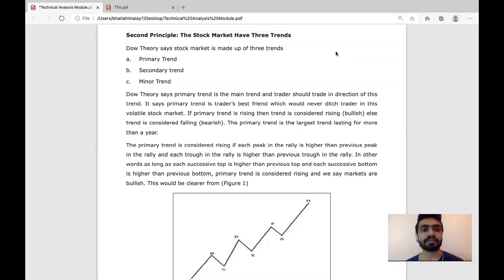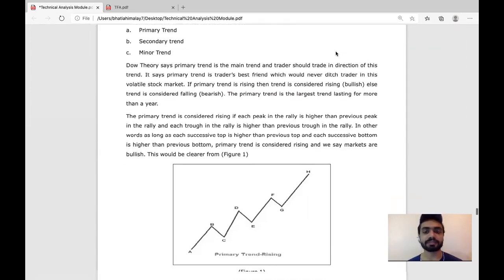Let's place a little bit more light on what this means. So, the stock market is made up of three trends. So, what are the three trends? First being a primary trend, second being a secondary trend, and third being the minor trend. Now, in this episode, we will be discussing the primary trend first.